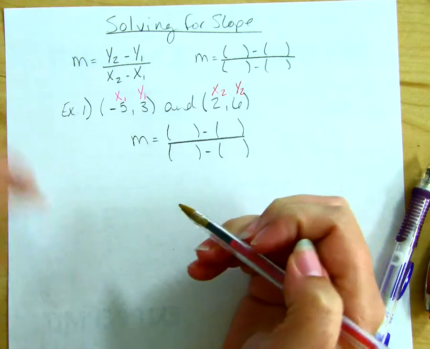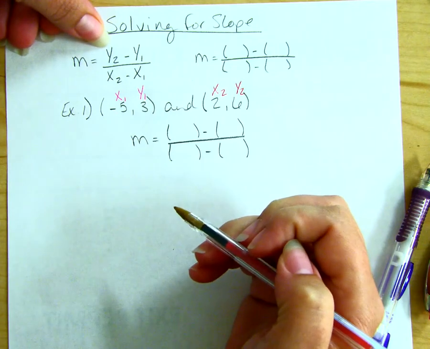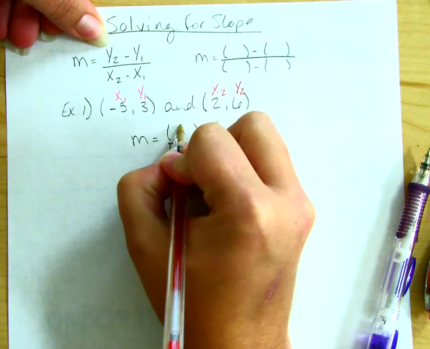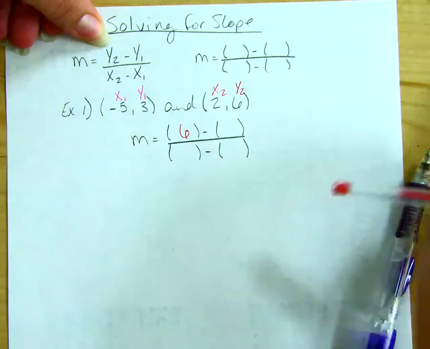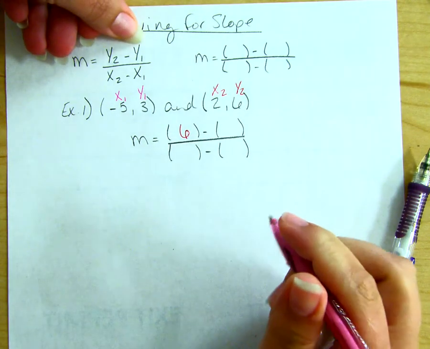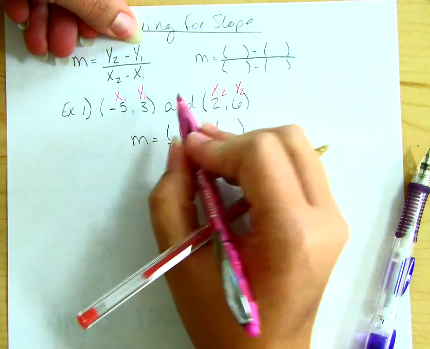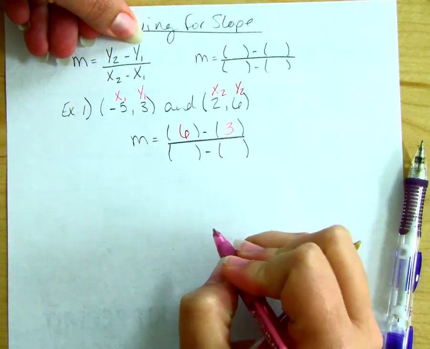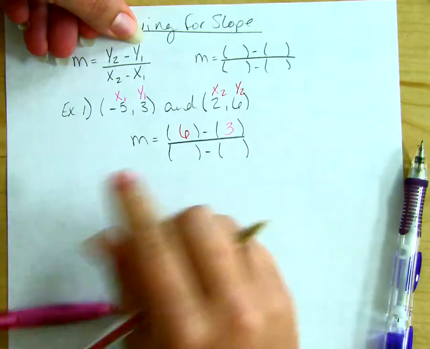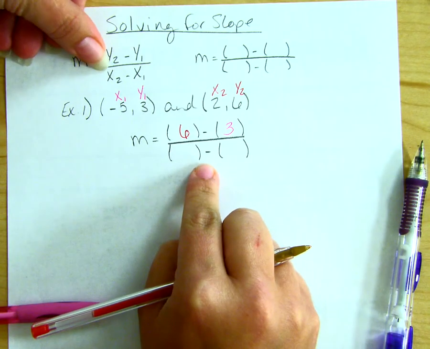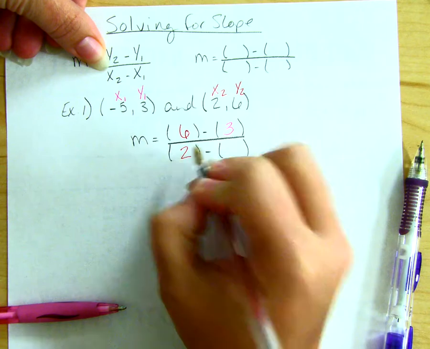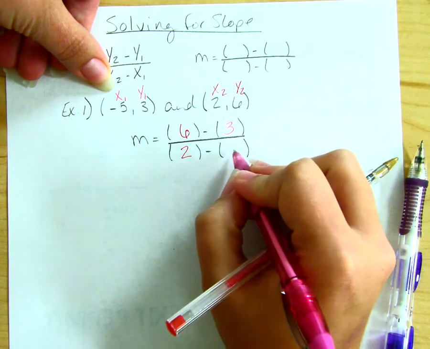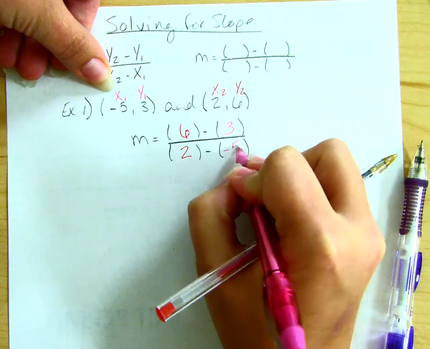And then I know from my formula that y sub 2 comes first. My y sub 2 value is 6, so that'll go in my first set of parentheses. Then y sub 1 comes second on top, so my y sub 1 value is 3. That'll go in the second set of parentheses on top. Then I have x sub 2 first on bottom, which is a 2. And x sub 1 second on the bottom, which is -5.